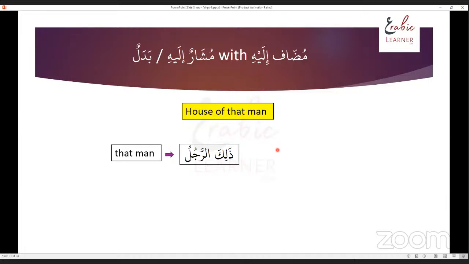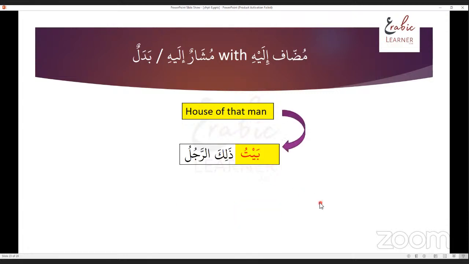Now, when there is a sense of position, or belonging, what kind of combination is there? When there is a sense of belonging, or apostrophe s, that is a case of mudaf, mudaf ilayh. House of that man, or you can say that man's house, apostrophe s, or house of that man. So definitely this sentence has to deal with mudaf, mudaf ilayh.